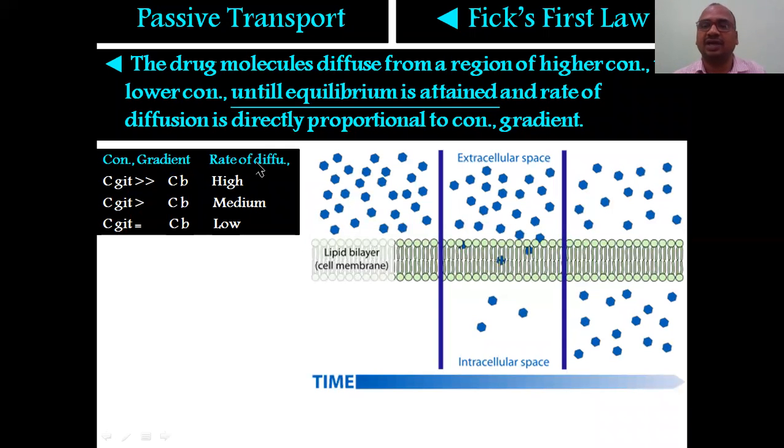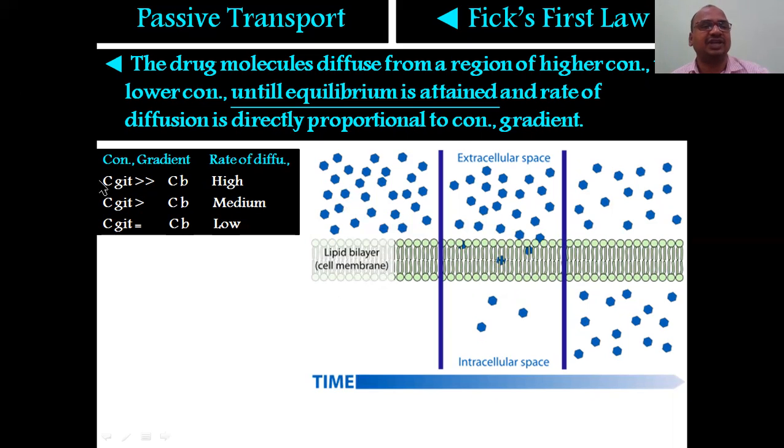Now you come to Fick's law. Fick's first law is a very simple law. Here what happened? See here, in the first chamber, high concentration is there on one side and low concentration is there on the other. Since the difference is more, the rate of transport is also high.